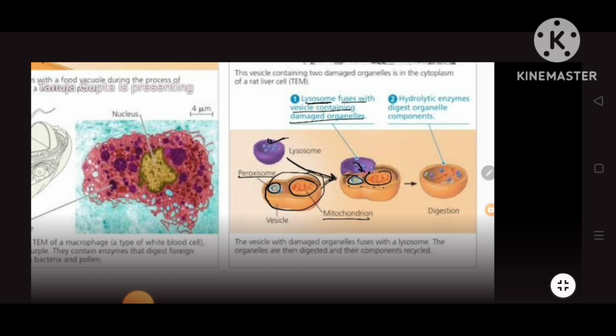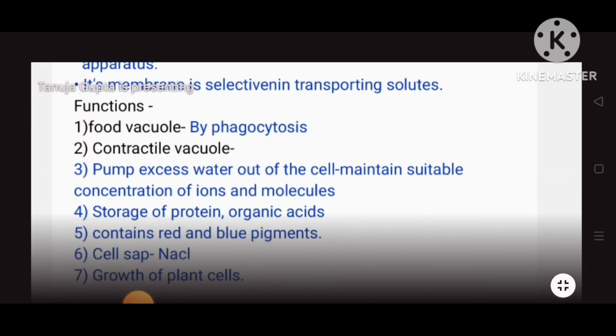So it's like recycling, or you can say cleaning the cell. It is doing housekeeping work. If there are any defective things, it just cleans those defective things. So it is doing the house cleaning. Exactly. Let's go further. Another organelle, which is the vacuole.